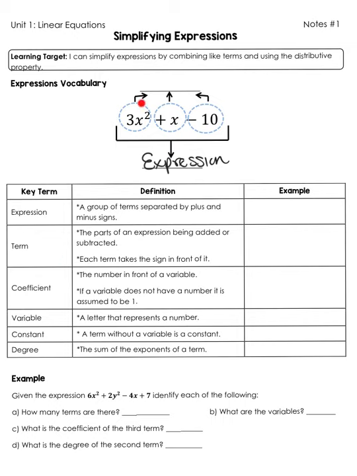So our terms here are circled. 3x squared is a term. Positive x is a term. Negative 10 is a term. So I can label these in my example as terms.